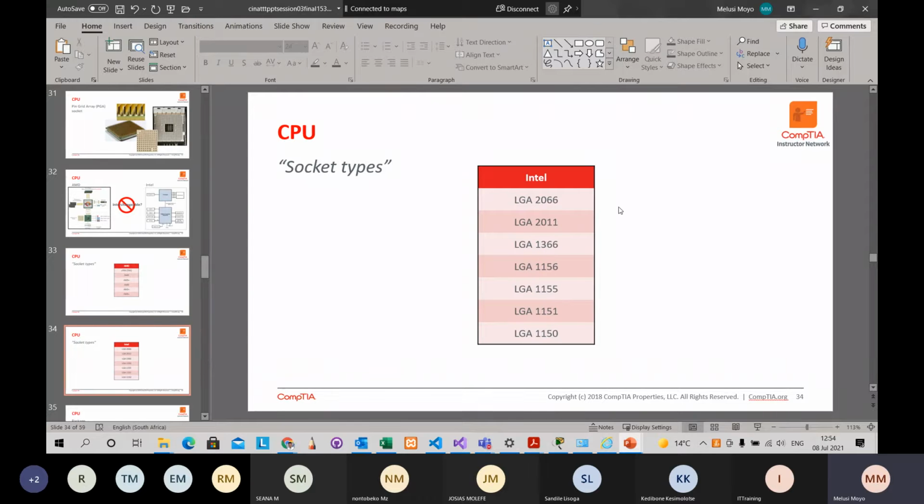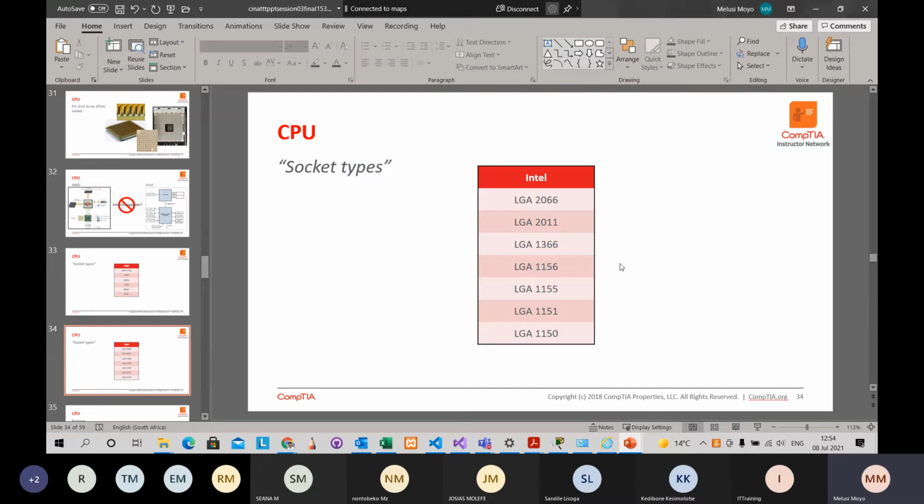And then on the Intel side, we have the LGA 2066, LGA 2011, LGA 3066. So these are different socket types, right? If you're taking your A plus, these are the things that you need to know, the types of AMD sockets, and then the Intel socket types.